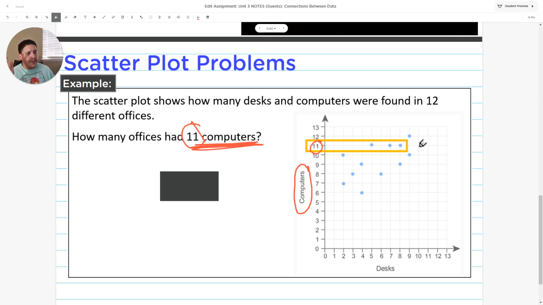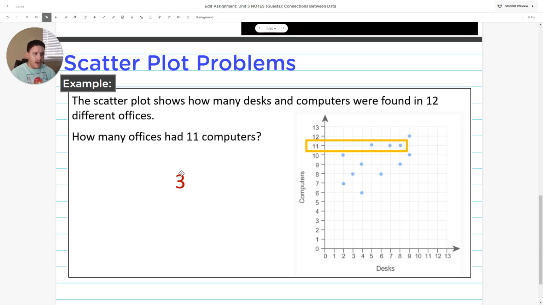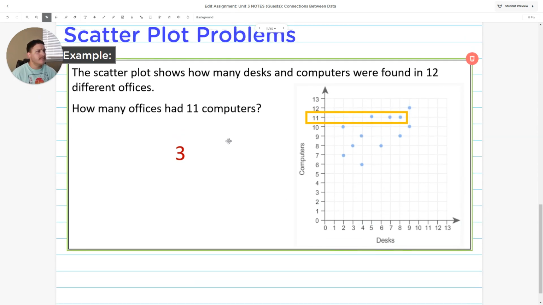So, of all these dots right here, which one aligns with 11 computers? And if I go and reach out for that, I can see 1, 2, 3 different dots. And so, my answer is 3. How many offices have 11 computers? 3. So be very careful with where the labels are on the scatter plot to do a problem like this.